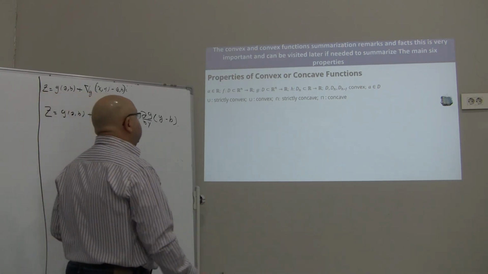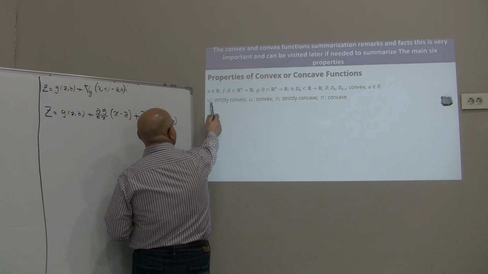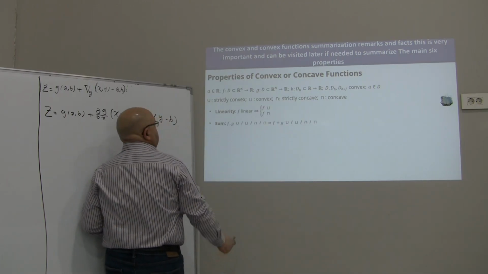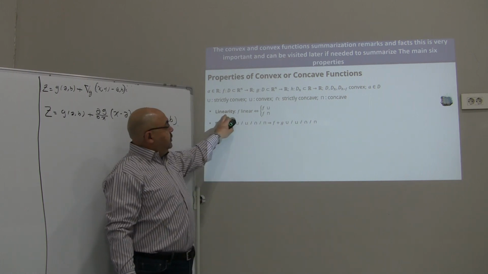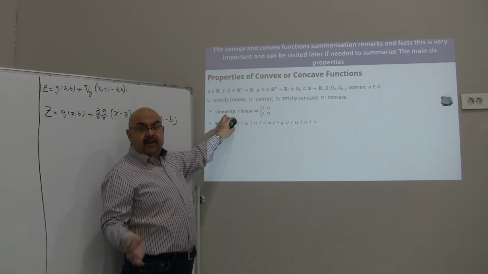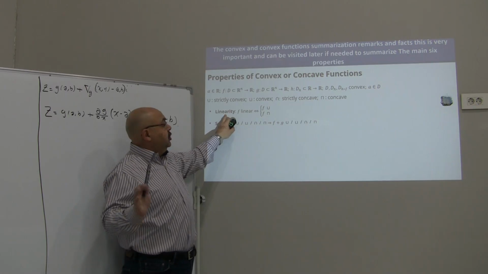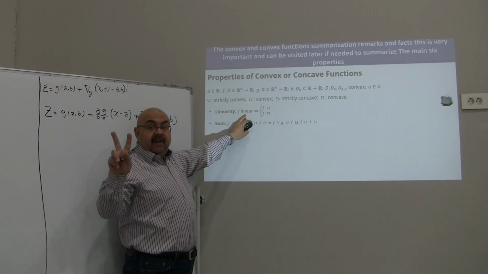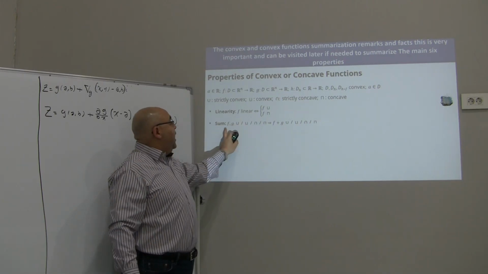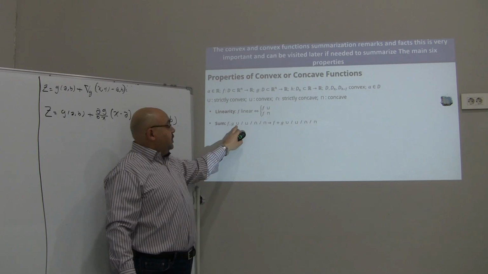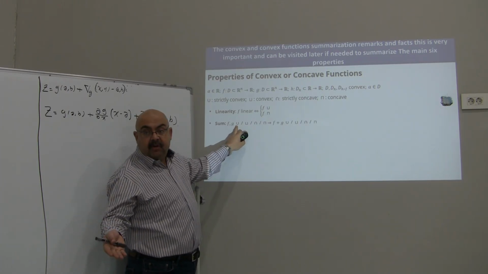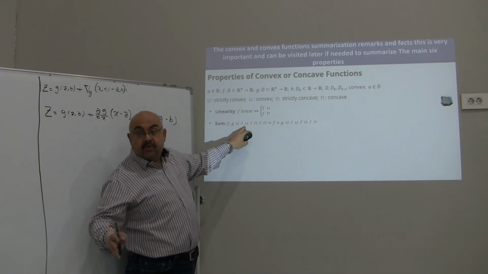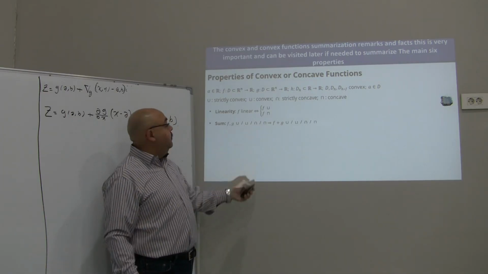The first property states, first of all, this is strictly convex, this is convex, strictly concave, and that's concave. If we are talking about linearity, it means the function is concave and convex at the same time. If your function is concave and convex at the same time, this is what we mean by linearity. If I have 2 functions and we add them together, if they are strictly convex, the result will be strictly convex. If they are convex, the result will be convex, and so on. So it keeps the same property under addition.